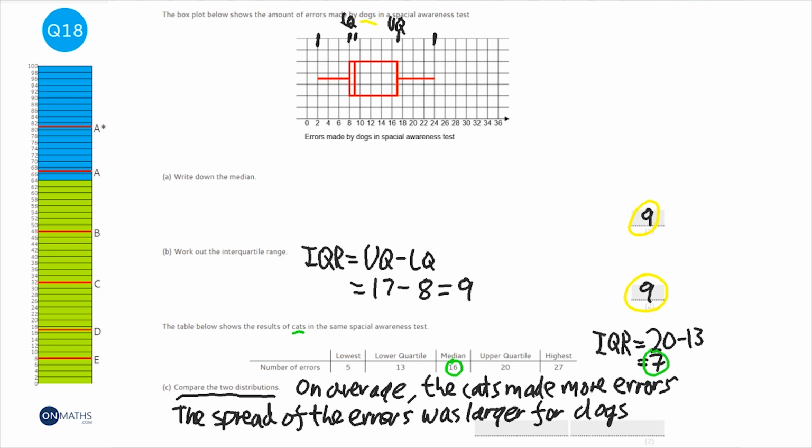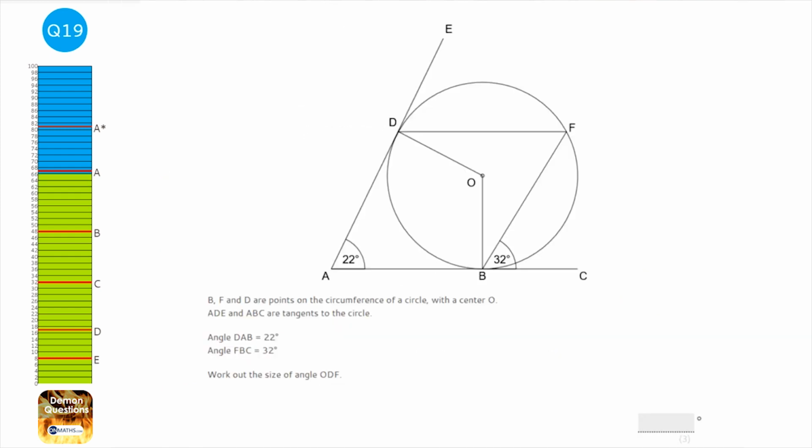And again, write down the fact that the dogs had an interquartile range of 9 and the cats only had an interquartile range of 7. And that just shows how spread out our data is. So the cats were more consistent with their data, the dogs were a bit more spread out. Okay, if you want to have a go, pause the video now, otherwise let's get started.